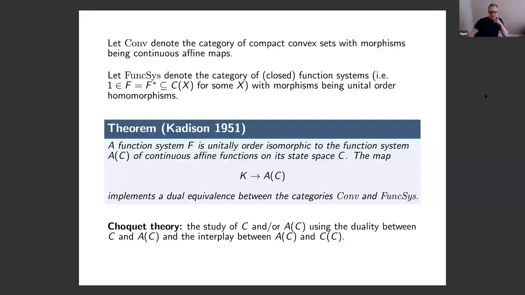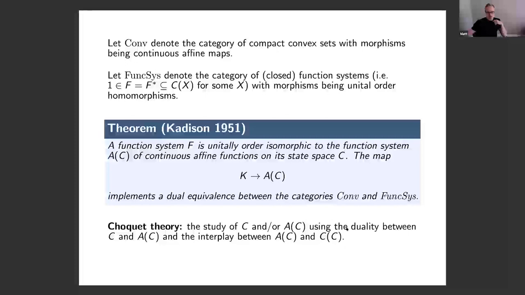All right. So a result going back to Kadison from 1951 says that every function system is actually isomorphic as a function system to a special function system, specifically the function system consisting of continuous affine functions on the state space of the original function system. So the state space is a compact convex set. And this actually gives us a dual equivalence between the categories of convex sets and the category of function systems. And so this should be a C goes to A of C here.